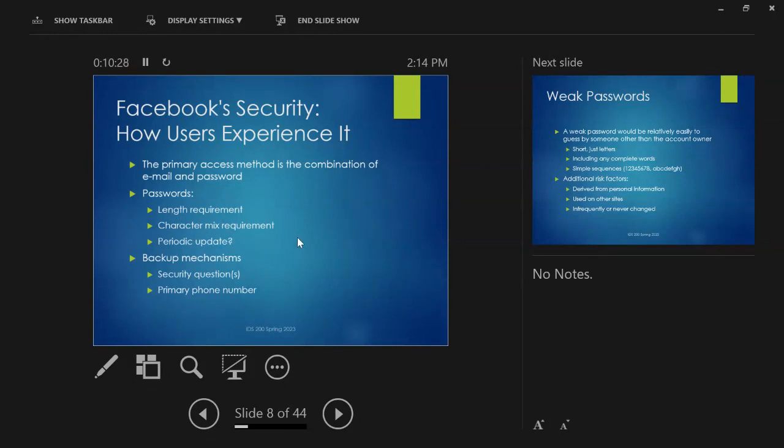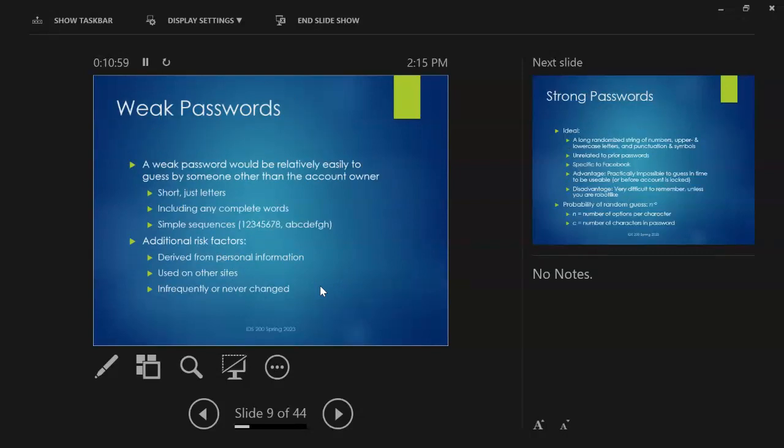Likewise, character mix requirement, right? Your password may say it has to have at least one lowercase letter, one uppercase letter, one number, one special character, right? Things like that to make sure that there are more options at each character and make the password harder to guess. It may even require periodic updates, like once a year at UIC, for example. And you can have backup mechanisms, again, like security questions or a primary phone number or email that they can send something to, to get through to you if, for example, you completely forget your password.